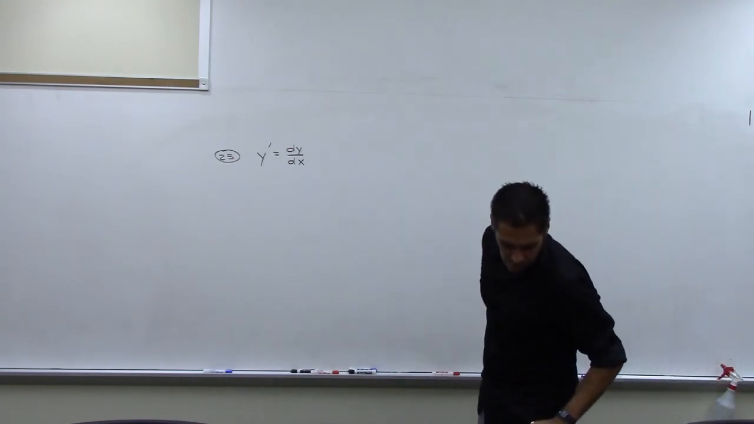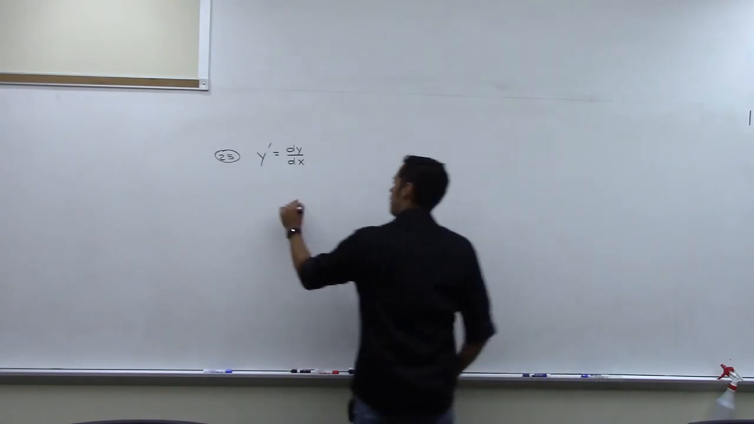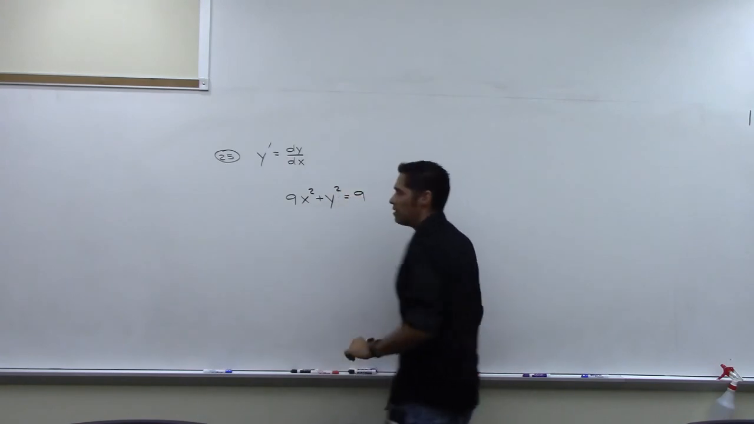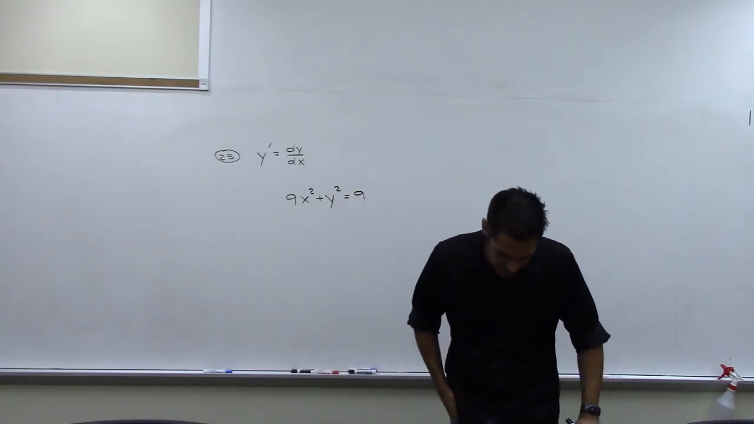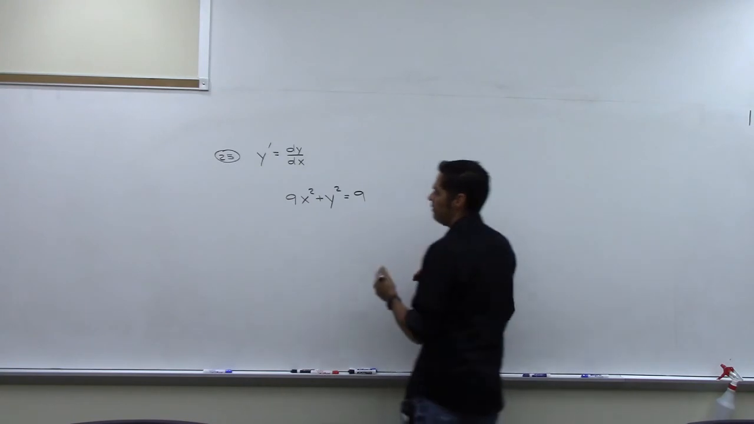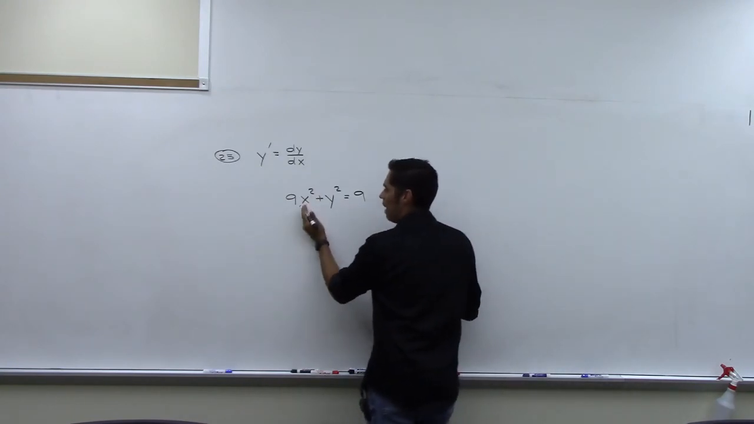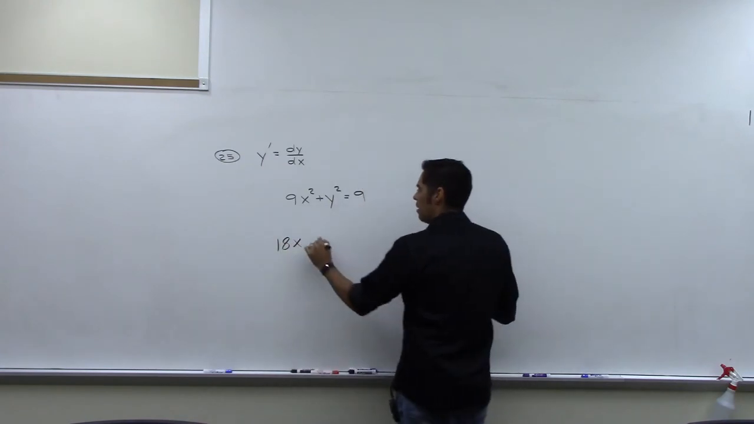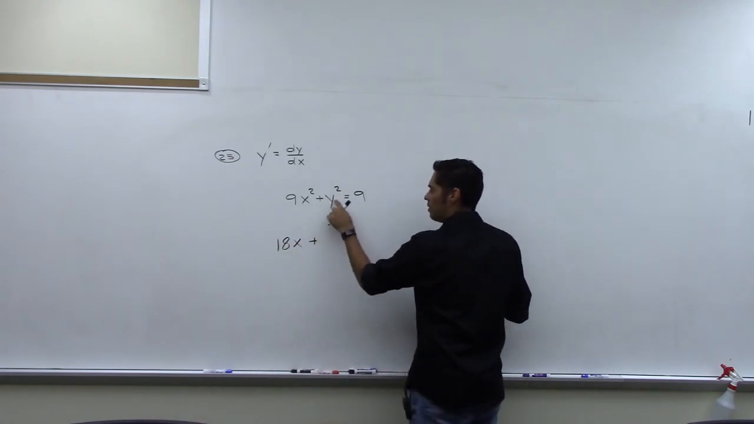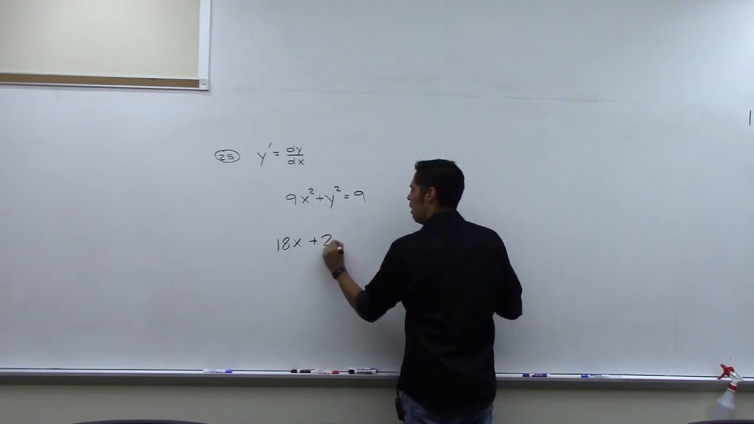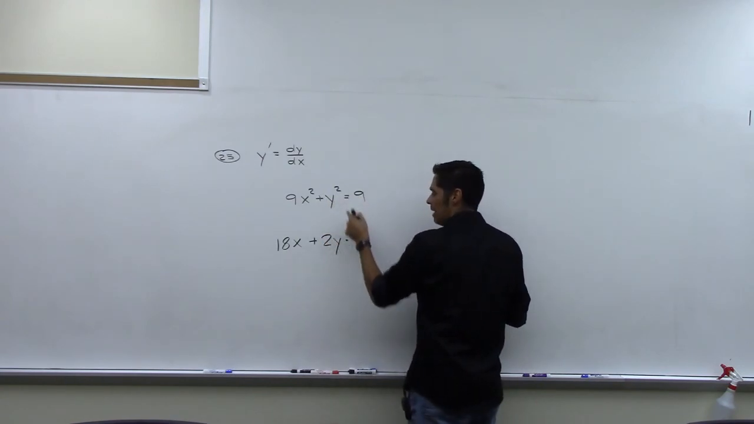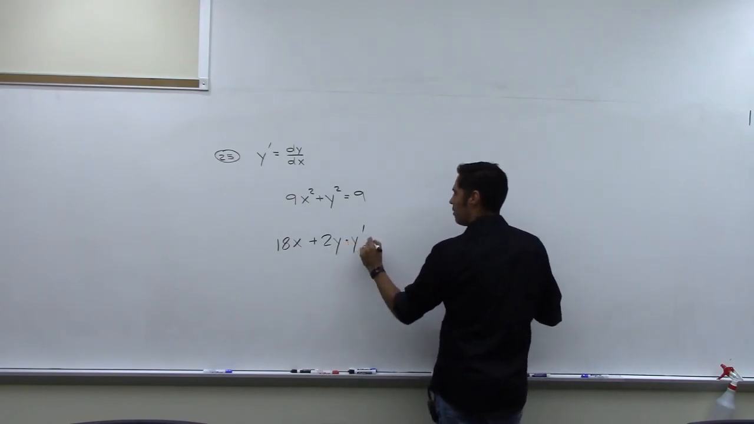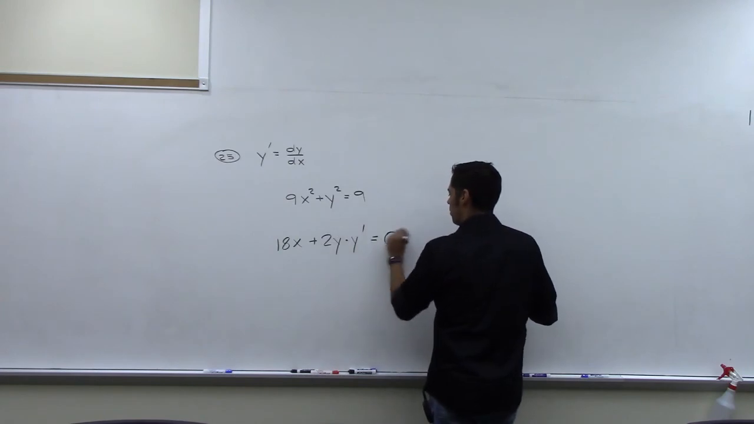I'm going to do 9x squared plus y squared equals 9. And I would like to find y double prime. Let me take the derivative implicitly. The derivative of this with respect to x is going to be 18x. That's straightforward. Here, the 2 would come down because y depends on x. It's 2y times dy/dx, but I'm going to write y prime instead, and just understand that means dy/dx, equals the derivative of 9, which is 0.